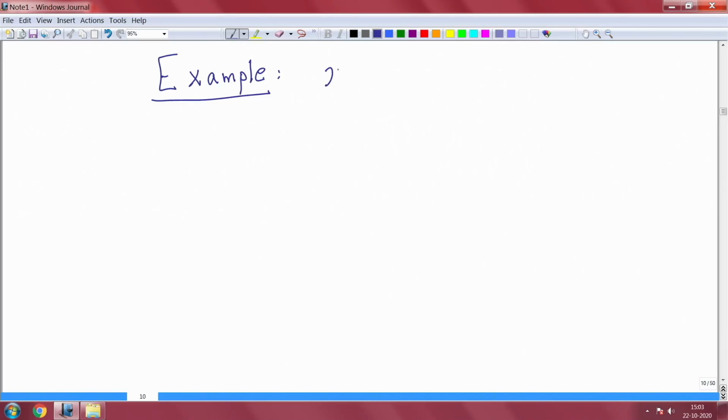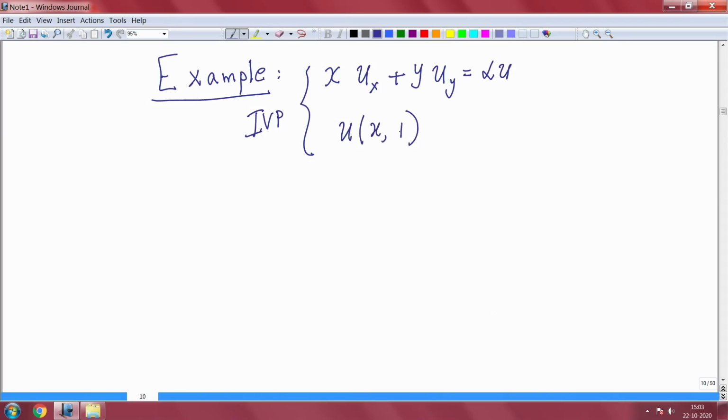x ux plus y uy equal to alpha u. This is the case I want to solve. So, what is the initial value problem? This is my IVP. Please be careful about it. I am solving the problem with the data on the line y equal to 1, not on y equal to 0. You will see some trouble if u naught of x is given to you there. So, basically you are solving this problem.